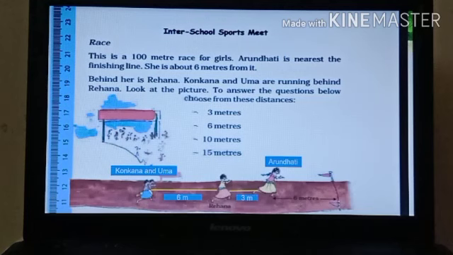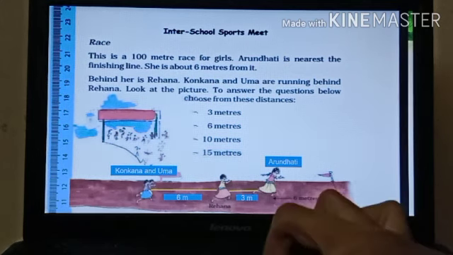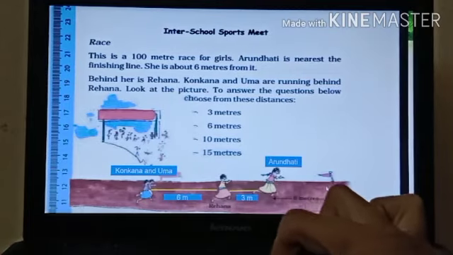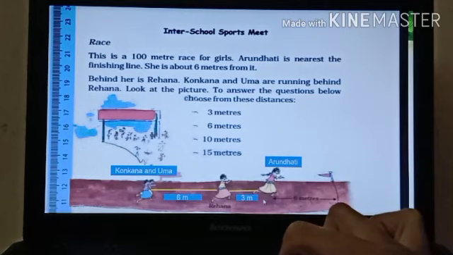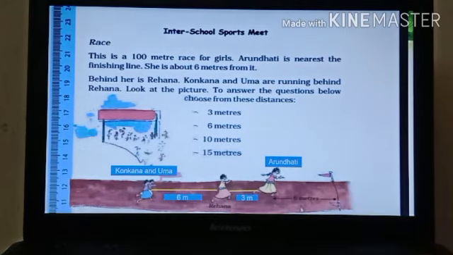Now our new topic is the inter-school sports meet race. This is a 100-meter race for girls. Arundhati is nearest the finishing line. She is about 6 meters from it. This flag is showing the finishing line, and Arundhati is nearest to this finishing line. The distance between Arundhati and the flag is 6 meter.